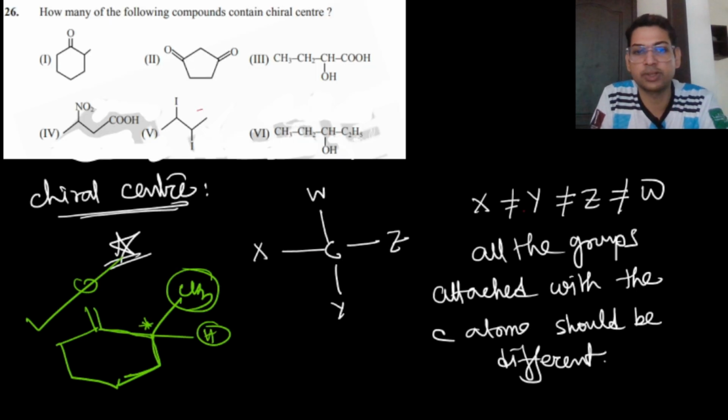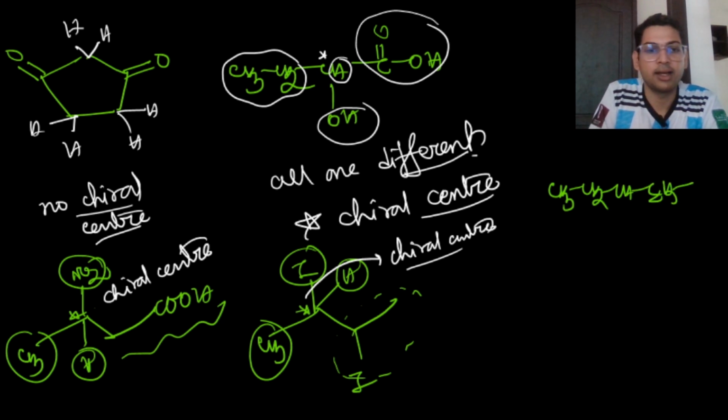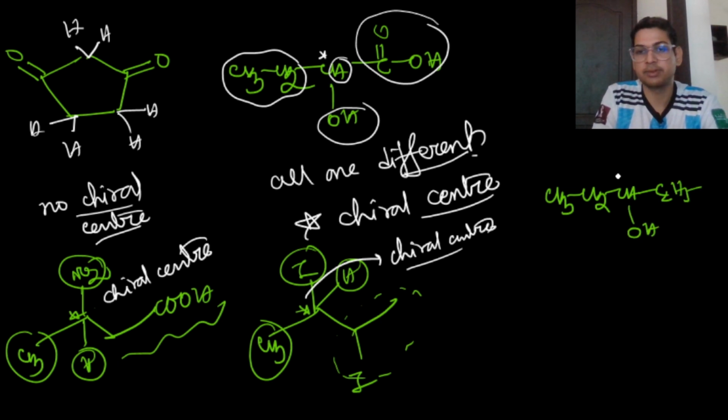Okay, what is the next one given? The next one is actually the funny one. CH3 CH2 CH, C2H5 and OH. Let me write it in a very good manner. So it is given CH3 CH2 CH C2H5OH. You see, I'll talk about this carbon.